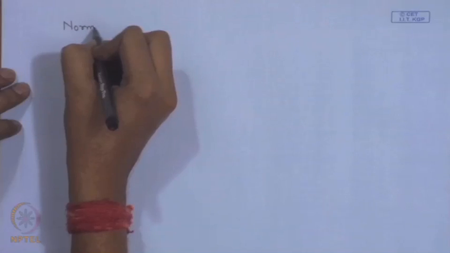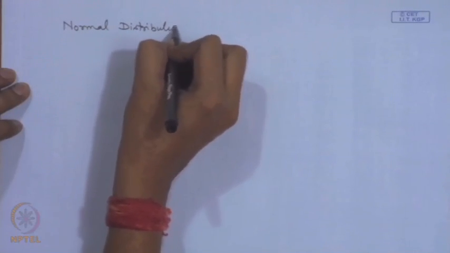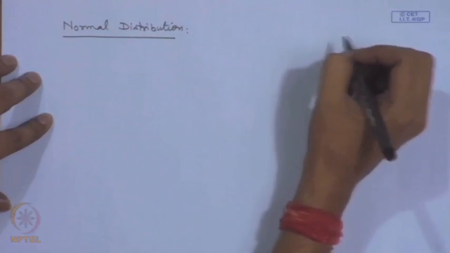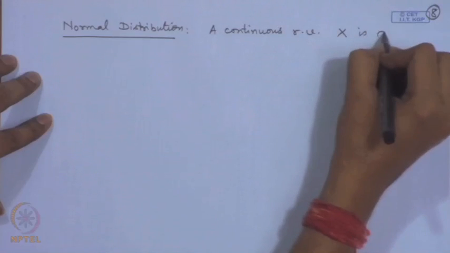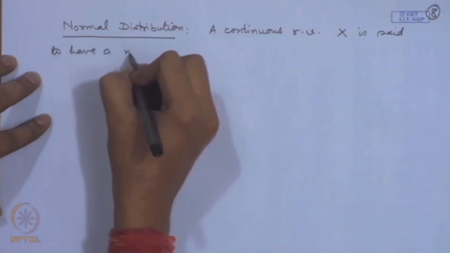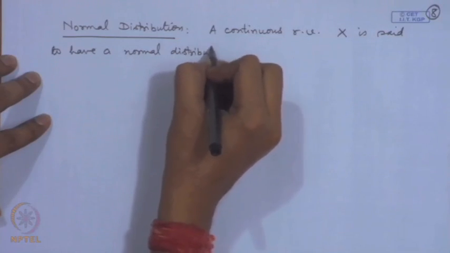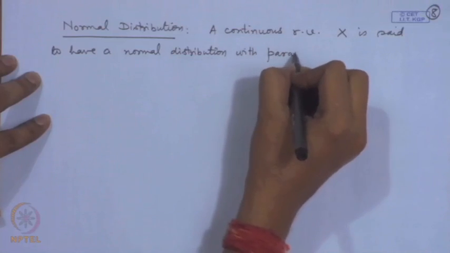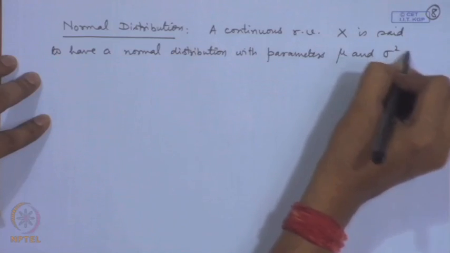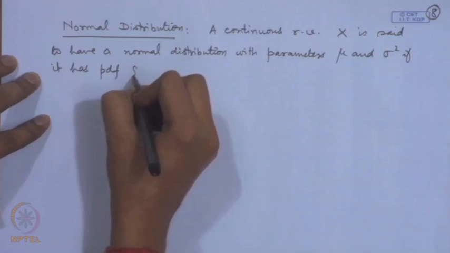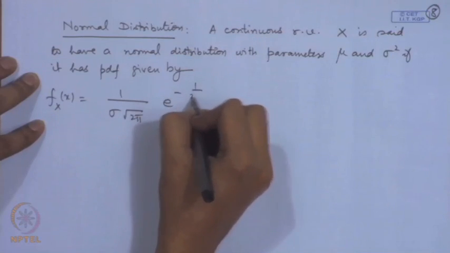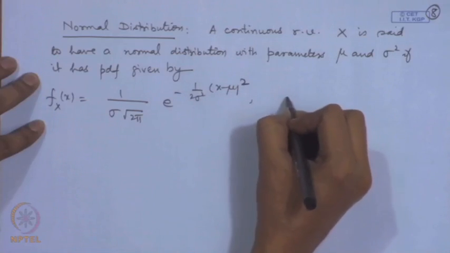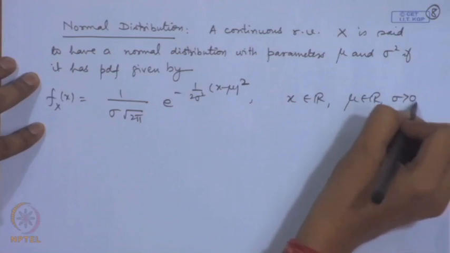Now, we proceed to another important distribution, that is the normal distribution. A continuous random variable X is said to have a normal distribution with parameters mu and sigma square if it has probability density function given by 1 by sigma root 2 pi e to the power minus 1 by 2 sigma square (x minus mu) square. Here x is any real number, mu is any real number and sigma is a positive real number.